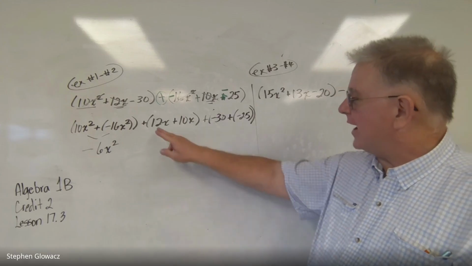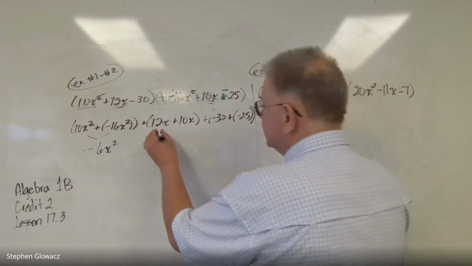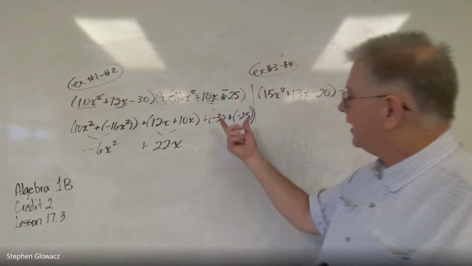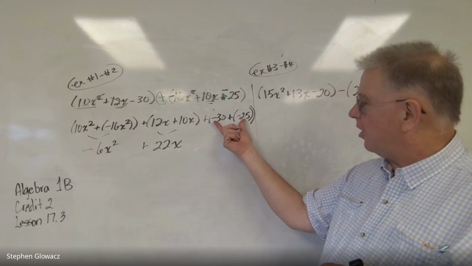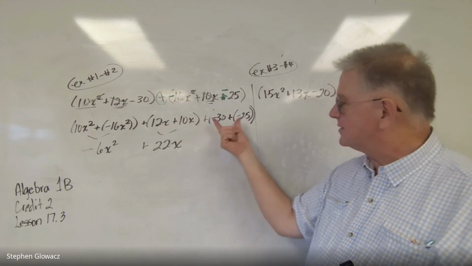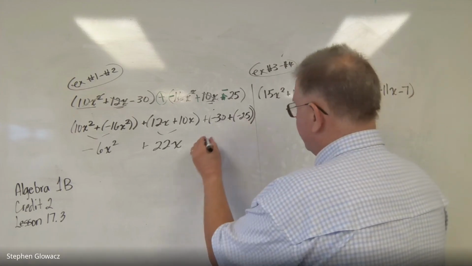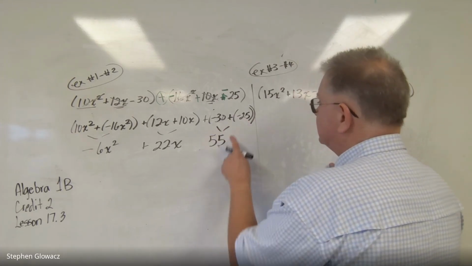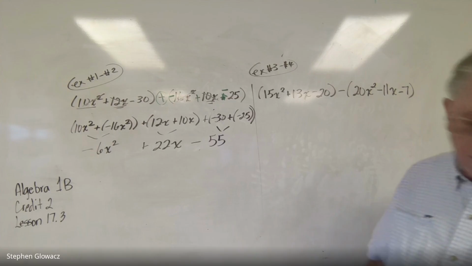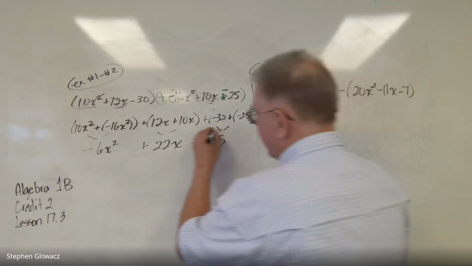All right, next are x's. This one's a little more straightforward. They're both positive, so just add them up. 12 plus 10 is 22x. And then finally, in our last pair of terms here, our constant terms, the signs are the same again, but this time instead of being both positive, they're both negative. So again, we add them up. 30 plus 25 is 55. But since they're both negative, the answer is negative. So our final answer here in our example, negative 6x squared plus 22x minus 55.